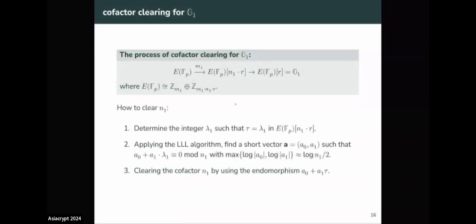We observe that the action of the map psi on this group corresponds to a scalar lambda 1. Then, by using the LLL algorithm, we can find a shorter vector (a0, a1) such that a0 plus a1 times lambda 1 is equal to 0 modulo N1, and the size of this vector is only half the size of N1. So we can use the homomorphism a0 plus a1 times psi to clear the cofactor N1.